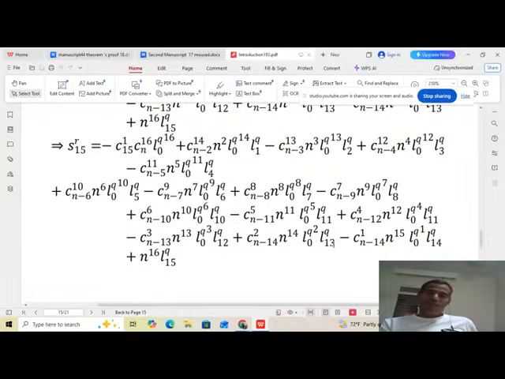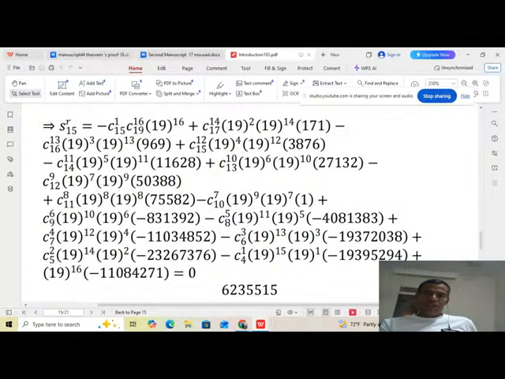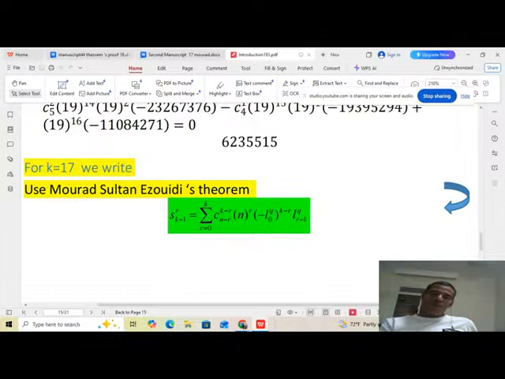We just make the substitution and try to find the value of S15. We calculate from here to here, and we obtain that the value of S15 is equal to n. We continue. We reach to finish at least 4 or 3 coefficients. Then we make our conclusion.